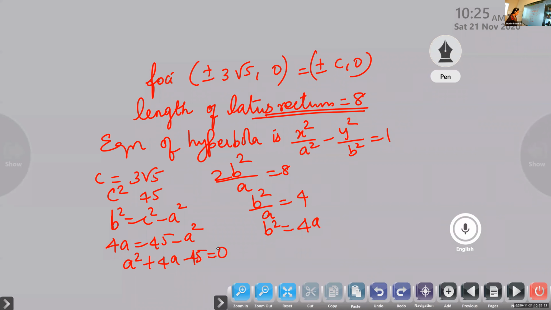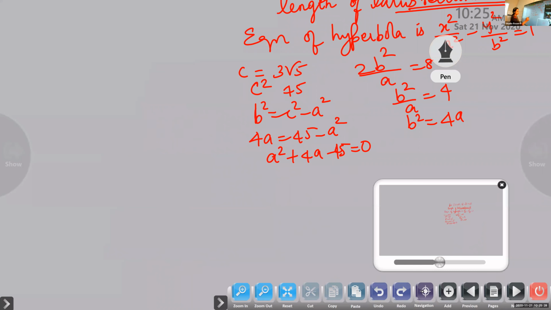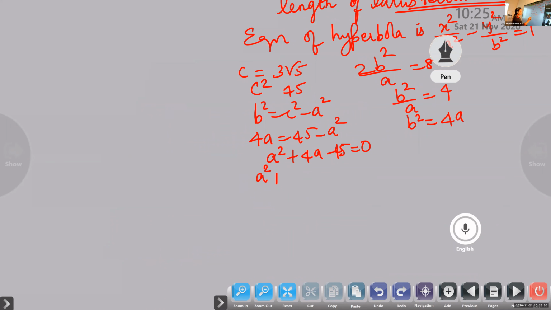Product is minus 45, so we can split this as a square plus 9a minus 5a minus 45 is 0. From here, if you take a as common, a plus 9, minus 5 as common, a plus 9 is 0. Therefore a is 5 or minus 9.